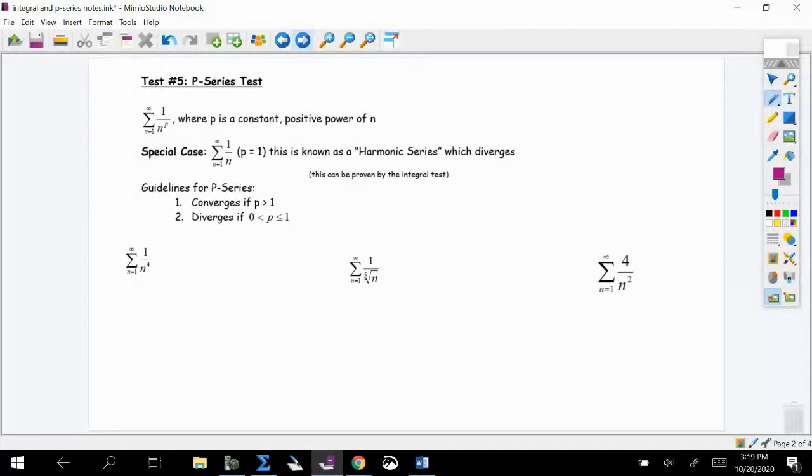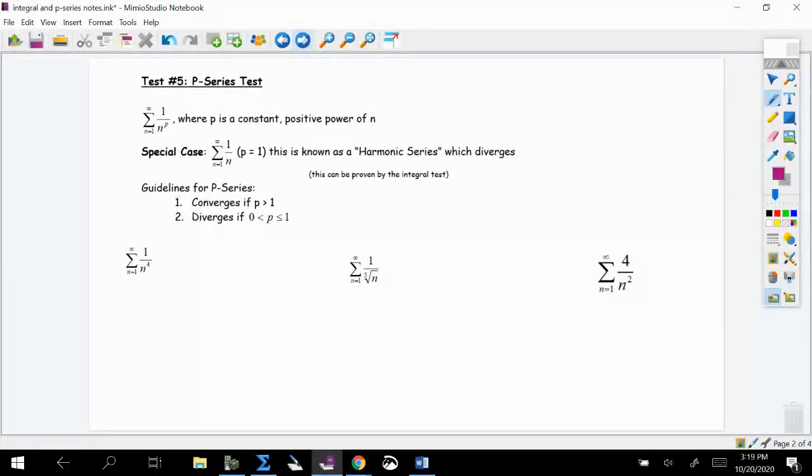One more test in today's lesson. This is the 5th one. There are 10 total tests in this chapter. We're going to do the first 5 and then take a quiz, and then the next 5 and take a quiz. Test number 5 is called the P-series test. The letter P actually stands for power, so you can think of it as like a power series test.